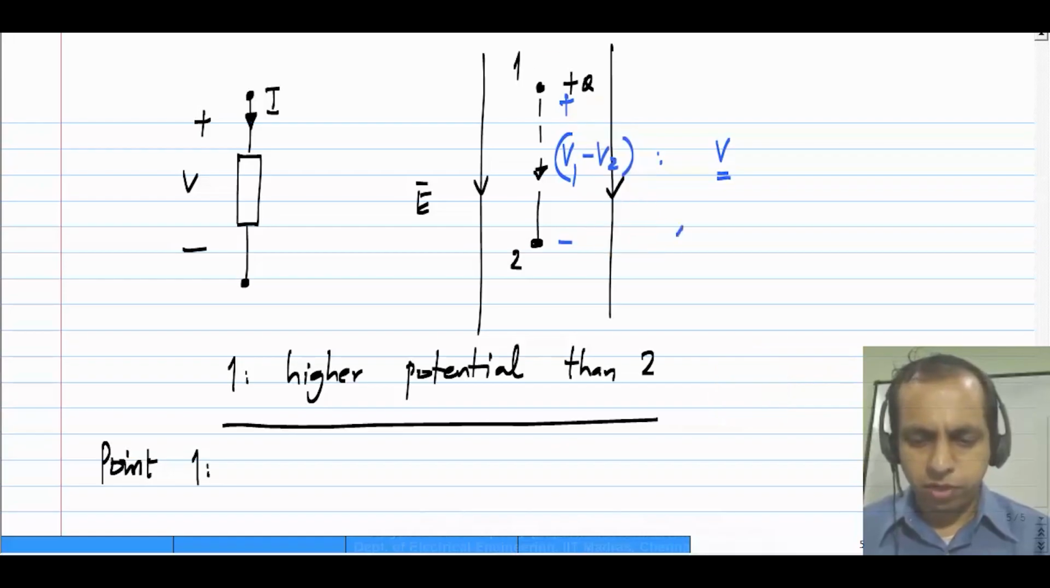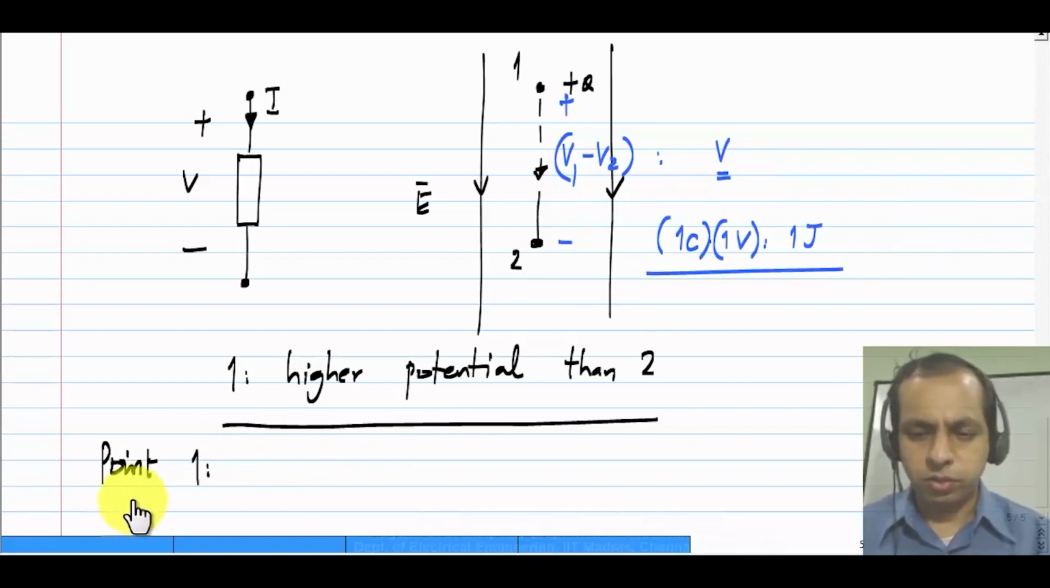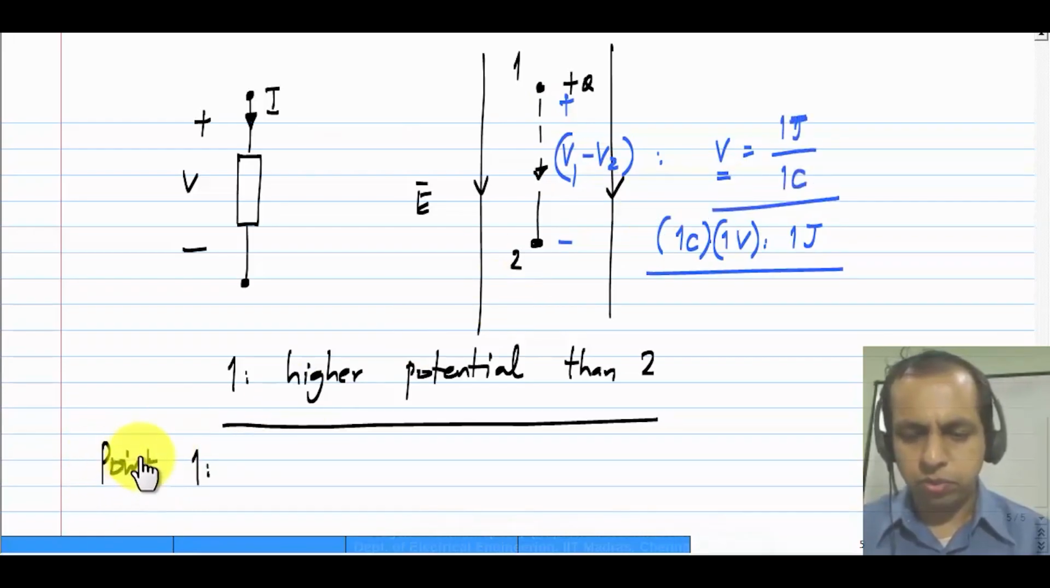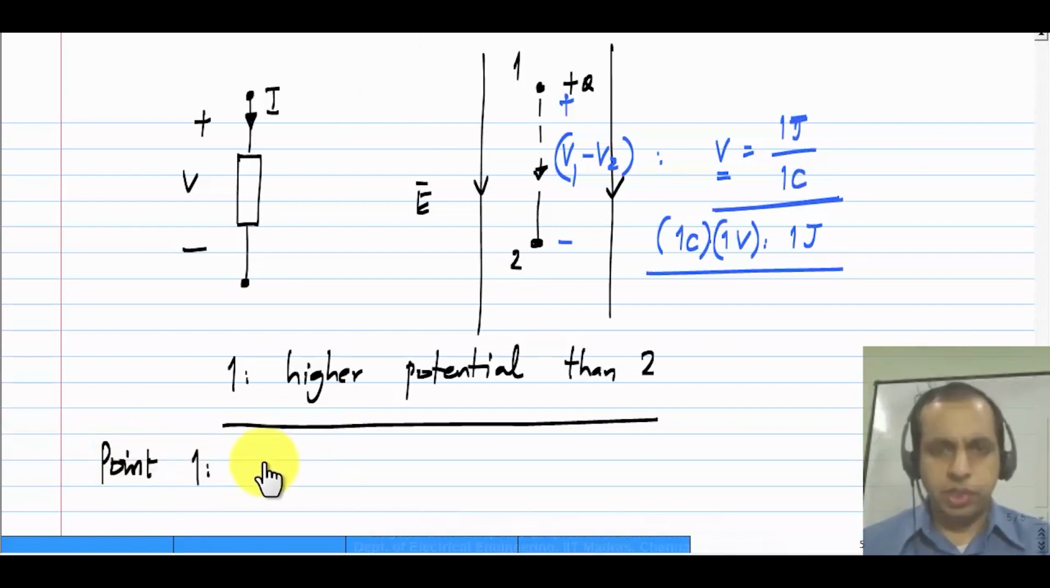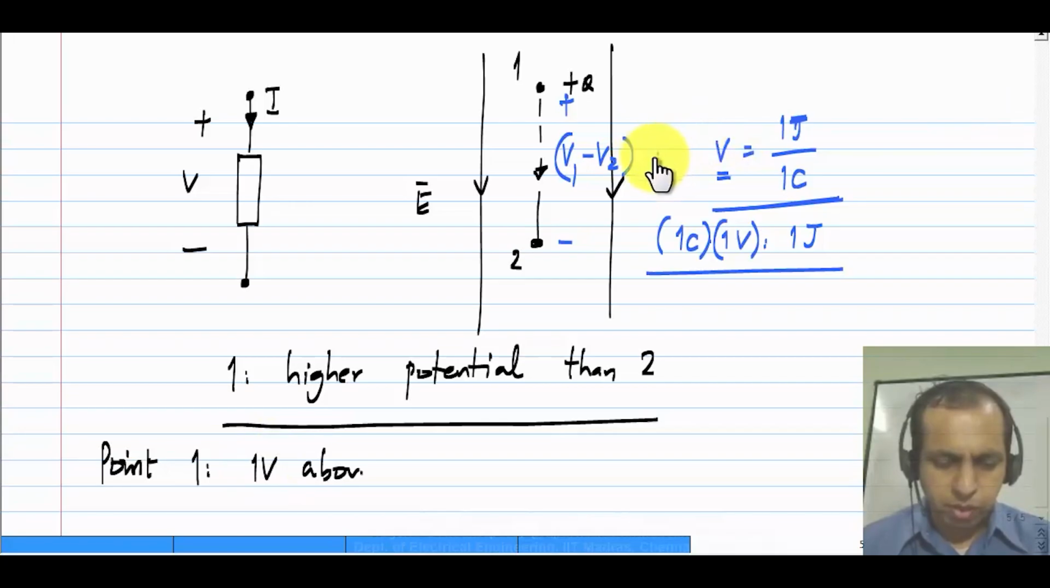so basically if 1 coulomb of charge moves over a potential difference of 1 volt, it gains 1 joule of energy. Okay, so the volt is nothing but 1 joule per coulomb. So now we could say that, let's say the point 1 is 1 volt above point 2.